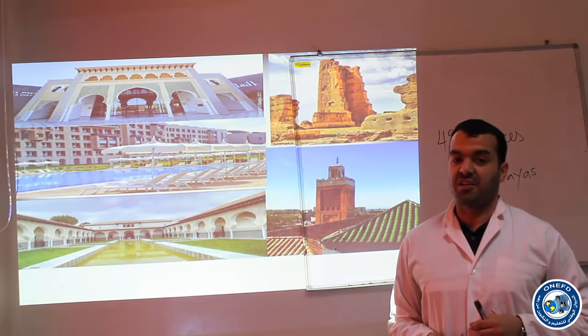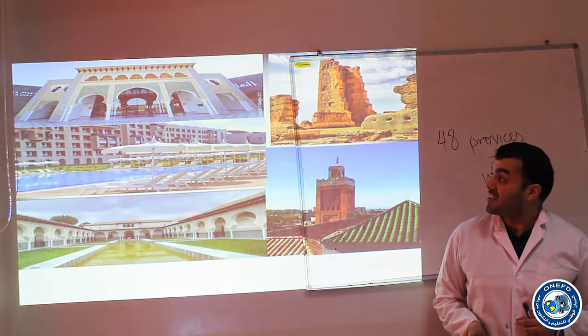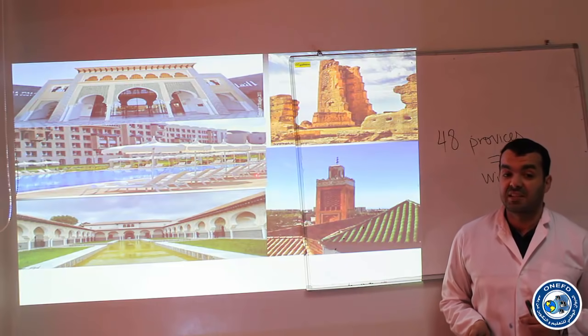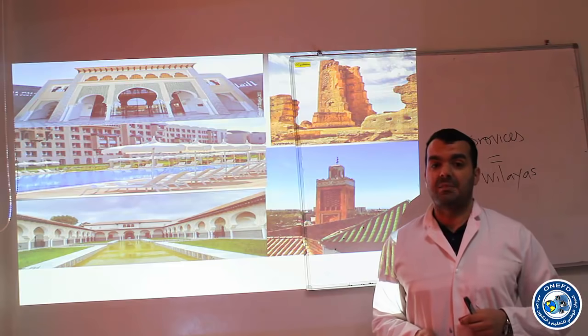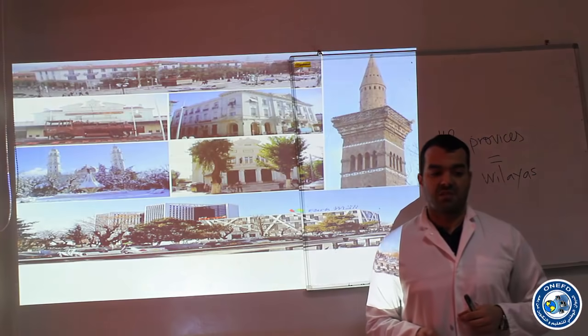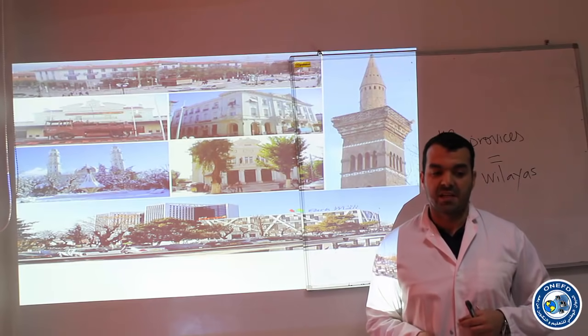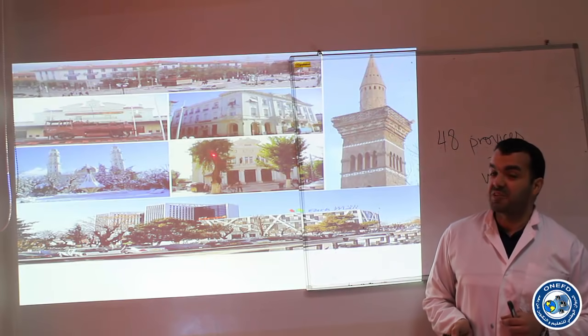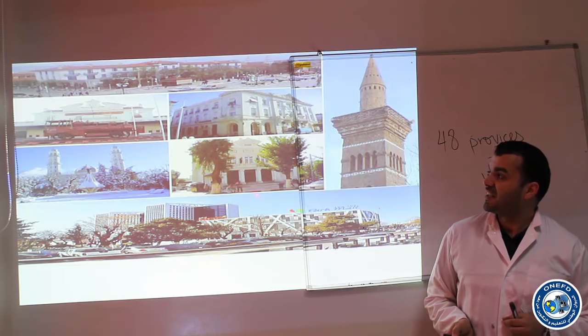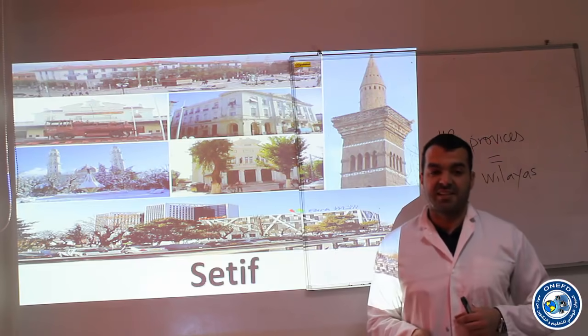Okay, the third picture. Can you guess this wilaya? It is Tlemcen. Following one. Can you guess it? Okay, it's Sétif.